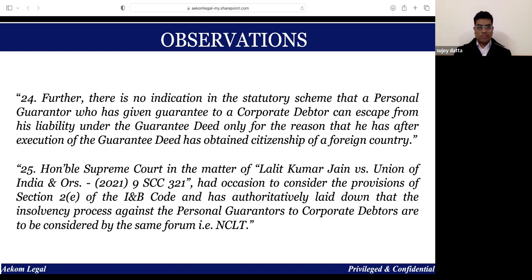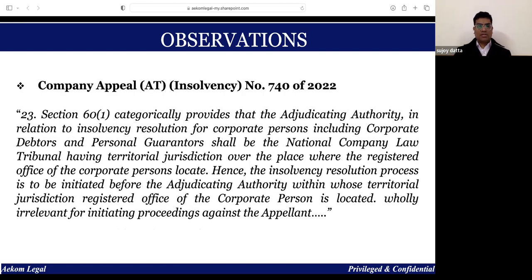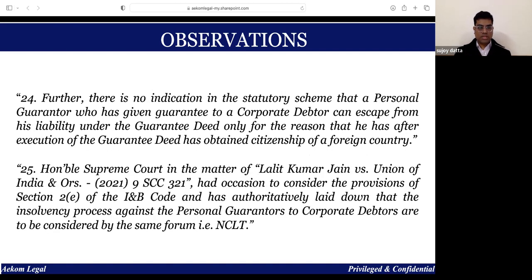So what was held by the court on this ground was that there is no indication in the statutory scheme that a personal guarantor who has given guarantee to a corporate debtor can escape from his liability under the guarantee deed only for the reason that he has, after execution of the guarantee deed, obtained citizenship of a foreign country.